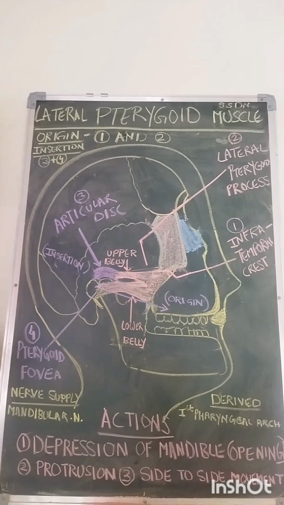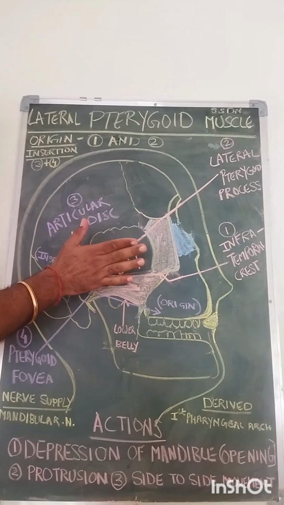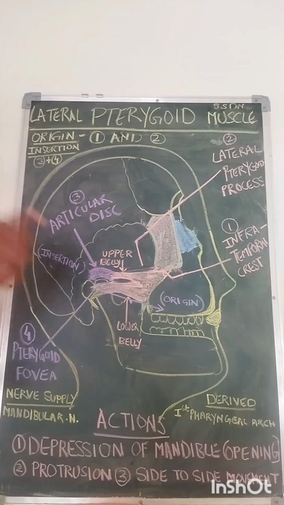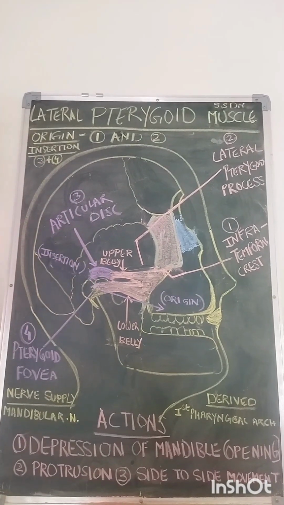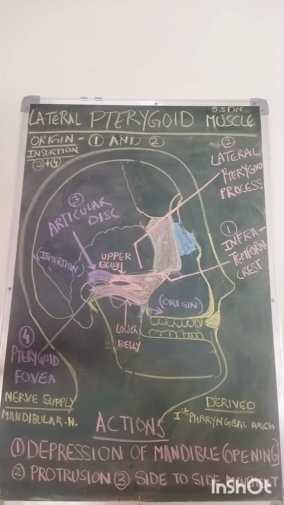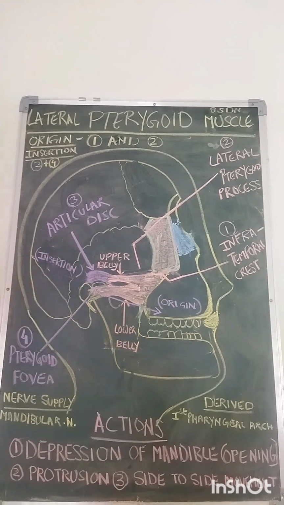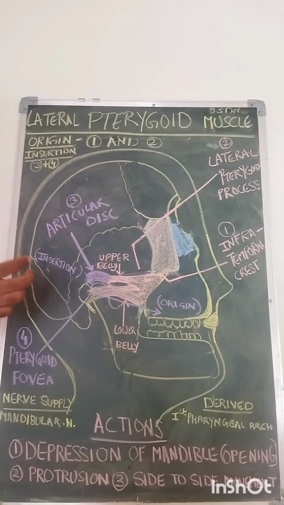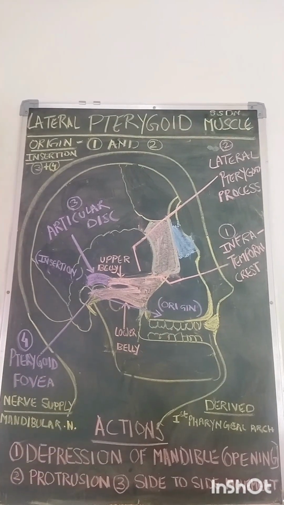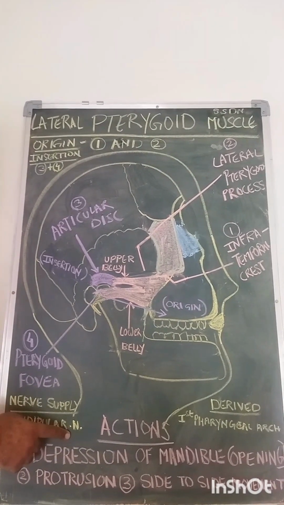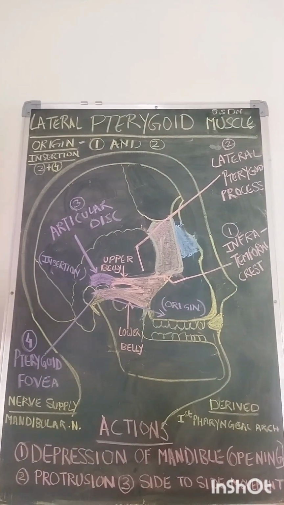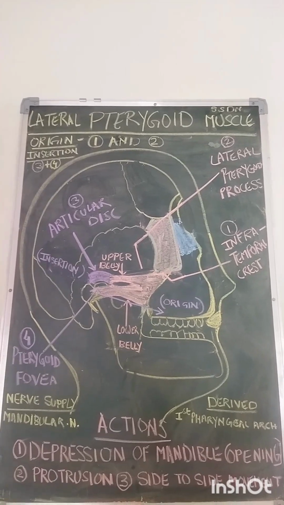What we mean to point out here is that the origin is towards medial side and insertion is toward outer side. So the fibers go backwards and go outwards to enter the pterygoid fovea and the articular disc. So when right lateral pterygoid muscle contracts, it pulls the chin towards opposite side, that is left side. Similarly, when the left pterygoid muscle contracts, it pulls the chin towards the right side. So this is side to side movement in grinding. Nerve supply is by mandibular nerve, and this muscle is also derived from the mesoderm of first pharyngeal arch, like other muscles of mastication.